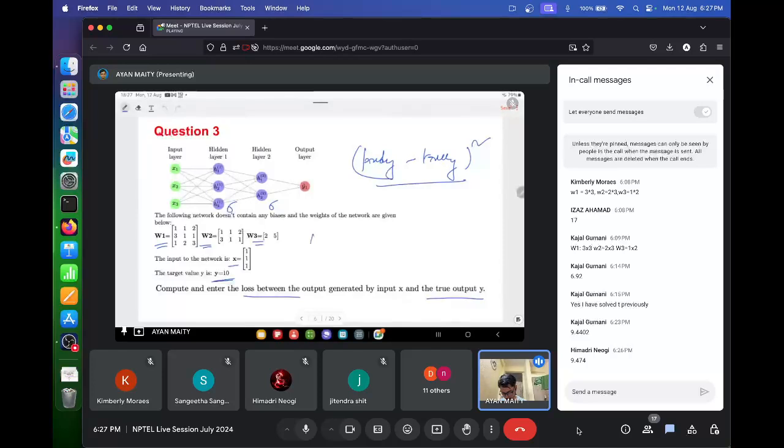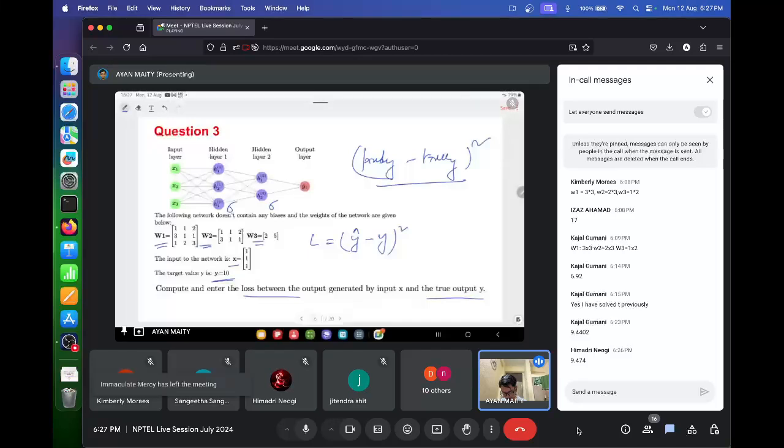The loss value is given by predicted y minus actual y, whole square. So this is the loss function that we are using. Sometimes this half is used, but in the question I have already mentioned in the first question that this is the loss function that we are using.